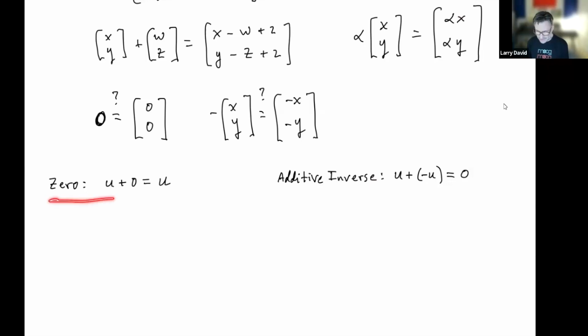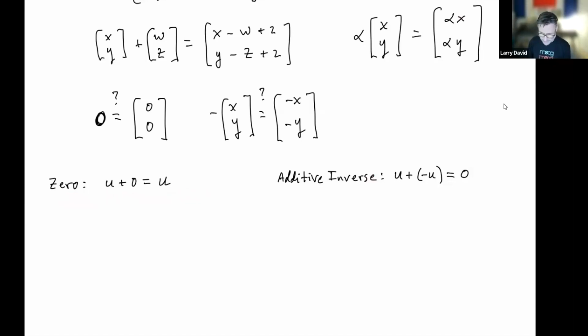So to check the zero axiom means essentially to see if we can find a vector that satisfies this axiom. And then that vector also is the zero vector, and we can use that in turn to check the additive inverse axiom. Well, how do we check this? We're just going to plug in some vectors here.